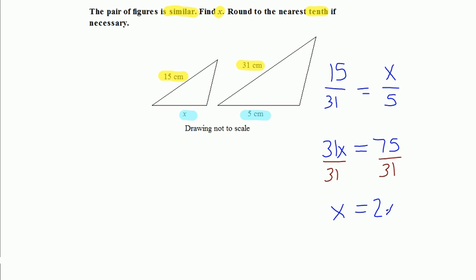Oops, 2.4. And actually they said this is rounded, so let's go ahead and show that that's an approximation by giving a squiggly equal sign here. It's approximately 2.4. And that's our solution.